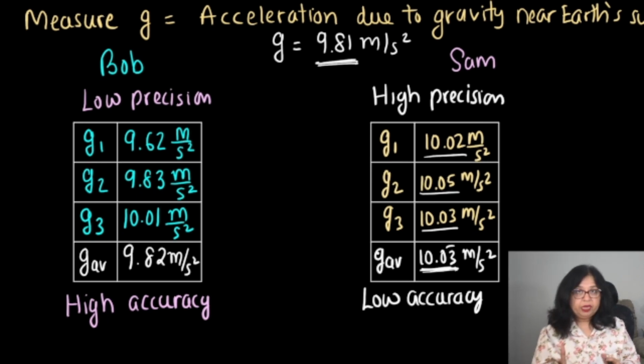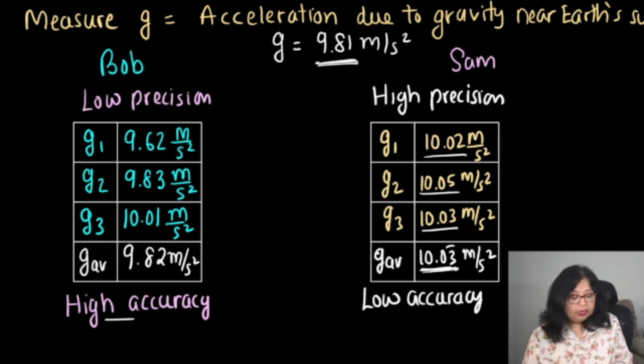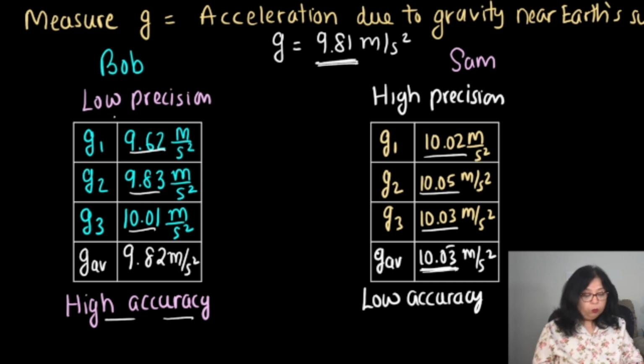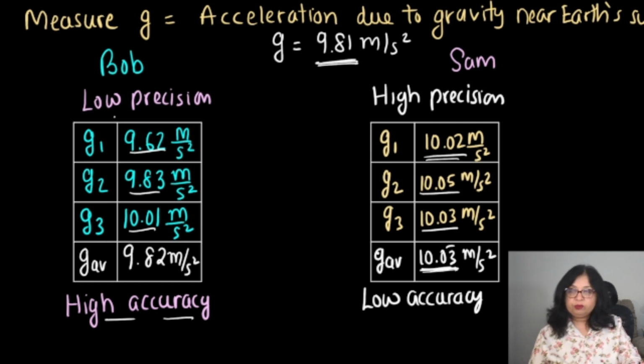So Bob's data, where the average value was close to the actual value of 9.81, had high accuracy. However, since the individual data points are widely separated from each other, it had low precision. On the other hand, Sam's data, where the individual data points are very close to each other, has a high degree of precision. But since the average value of g is not very close to the actual value of g, which is 9.81, it has low accuracy. Let's look at one more example to understand this better.